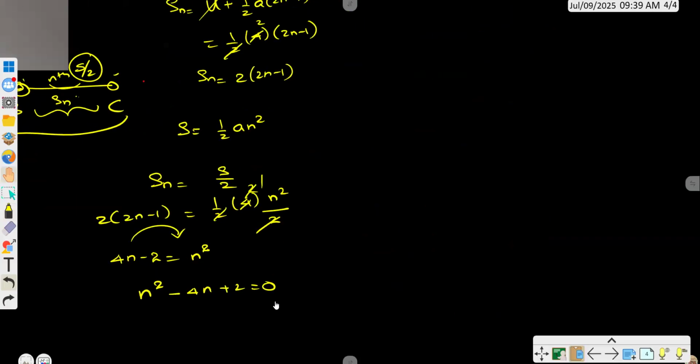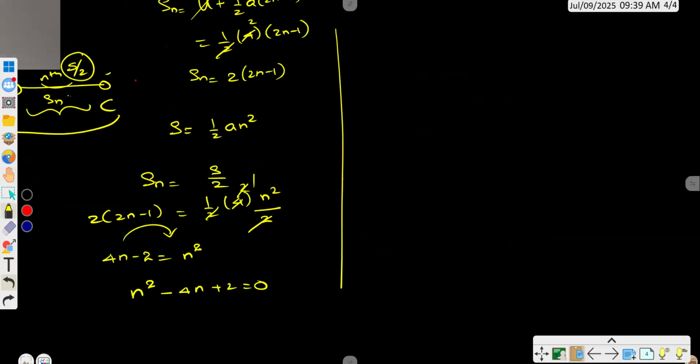Now I have to find the roots of this quadratic. The roots of this quadratic equation will give you the time, because n is nothing but the time. For n squared minus 4n plus 2, the sum of the roots is minus b by a, which is equal to 4, and the product of the roots, which is c by a, is equal to 2.